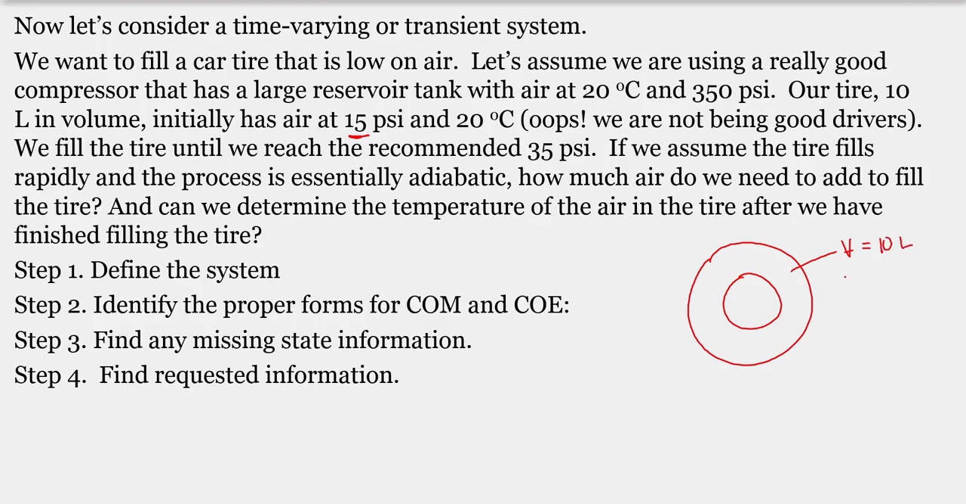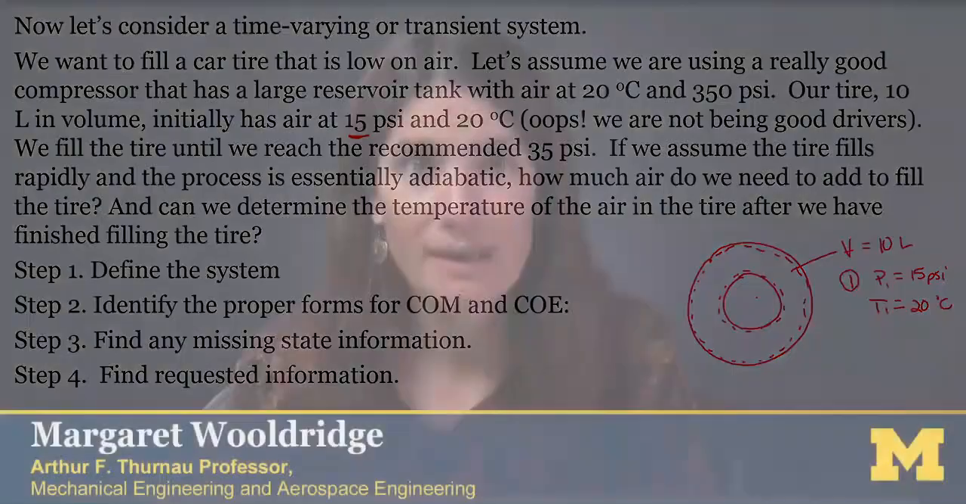We know that at some initial state 1, we have a pressure of 15 psi within the tire, and we have an initial temperature of 20 degrees Celsius. We're going to define our system as the air within the tire. I don't want to include the mass of the tire, so I'm going to put my system as being the volume of air within the tire.